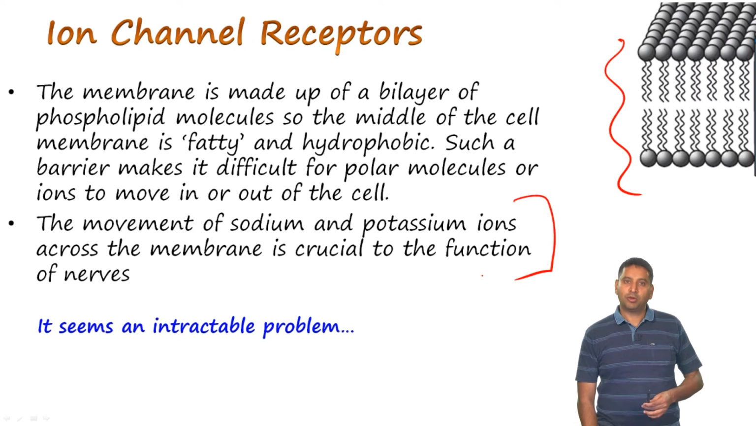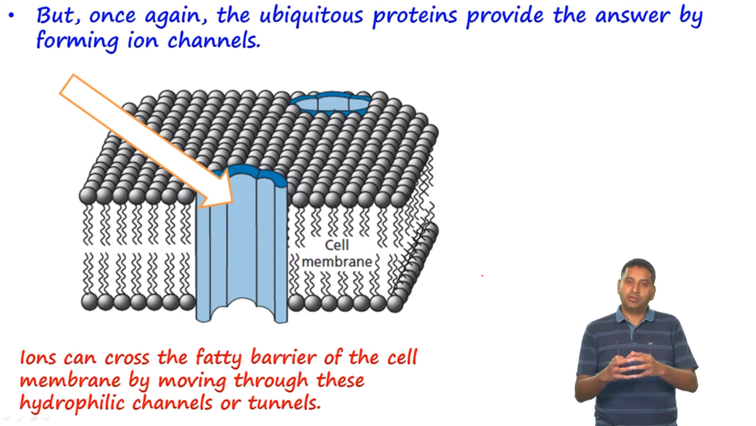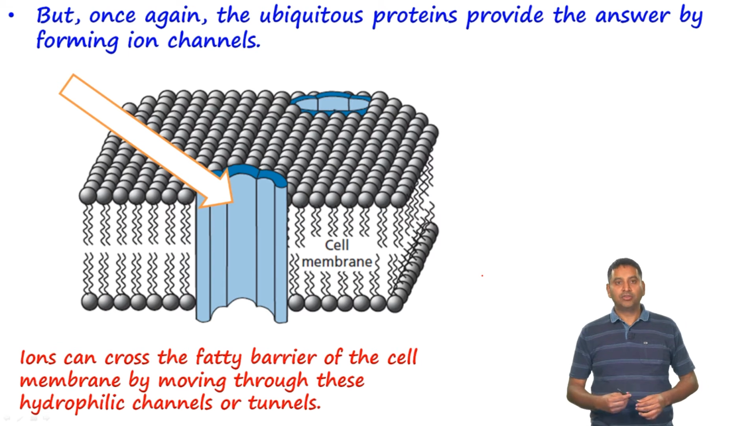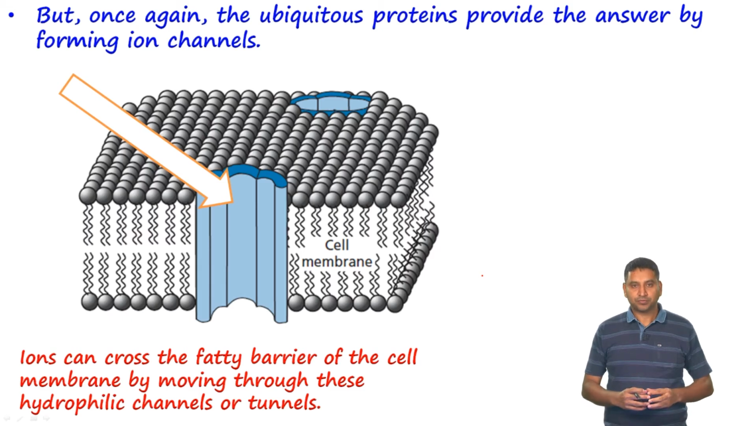However, the way this problem is solved is that you have proteins which are embedded in the lipid bilayer. As we know, proteins are made up of amino acids, and amino acids have polar functional groups, and these polar functional groups can interact with ions and enable their transport. The arrow here indicates a typical protein which can transport ions through it. These channels through which ions are transported are called ion channels. Ions can therefore cross the fatty barrier of the cell by moving across these hydrophobic channels or tunnels.